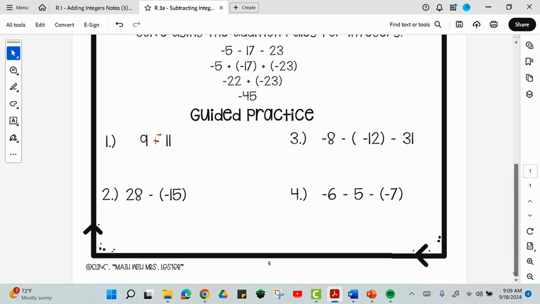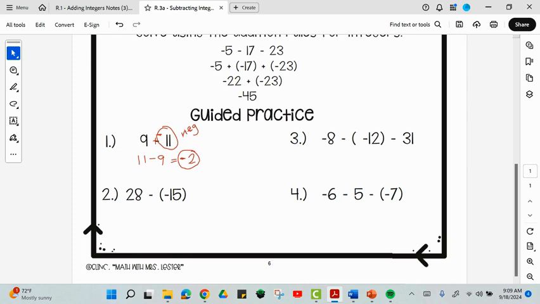So then we're going to use our addition rules. So the bigger number is 11, and that is negative, which means our answer is going to be negative. And then we're going to subtract. 11 minus 9 is 2, and then it's going to be negative since 11 is bigger than 9, and it's negative.